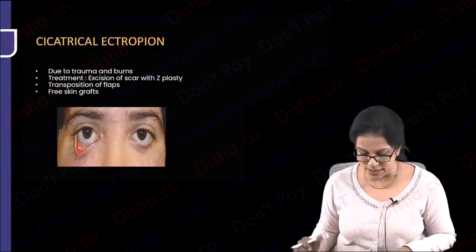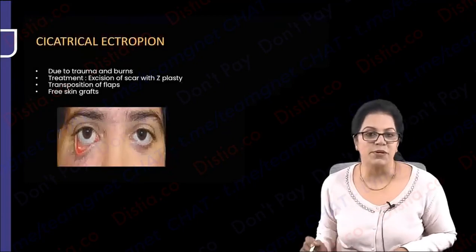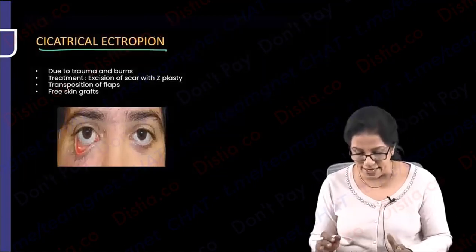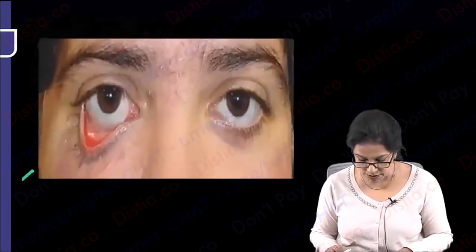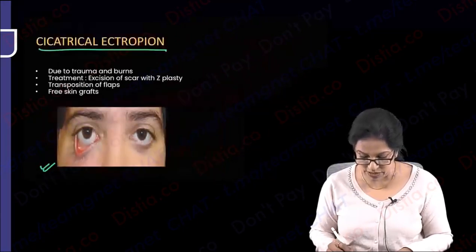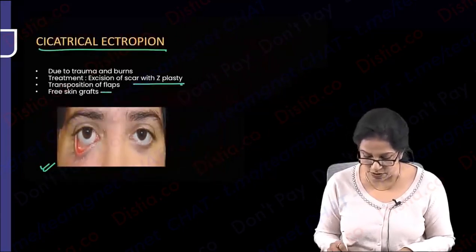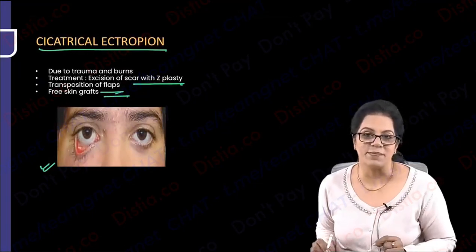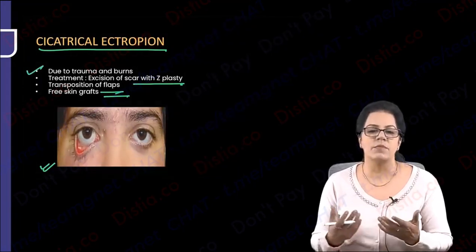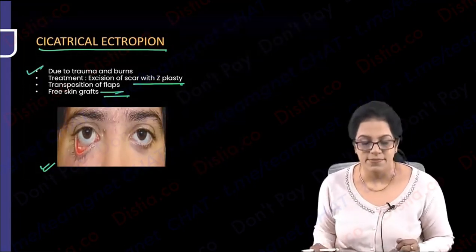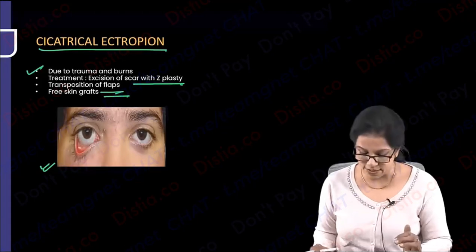We next talk about cicatricial ectropion. When you're talking about cicatricial, we know there's a scarring outside in the skin because of which there is ectropion. You can see it here. So you have to just treat the scar with Z-plasty, or you can use grafts and flaps. Right? Simple. The scarring can happen due to any trauma or burns. This is cicatricial.